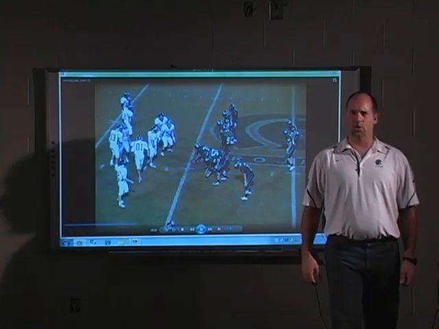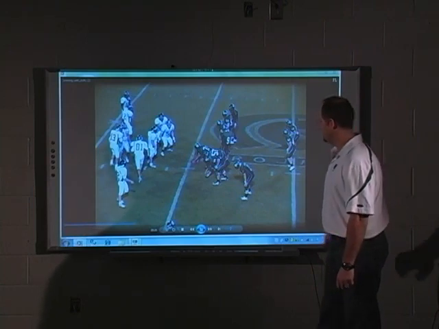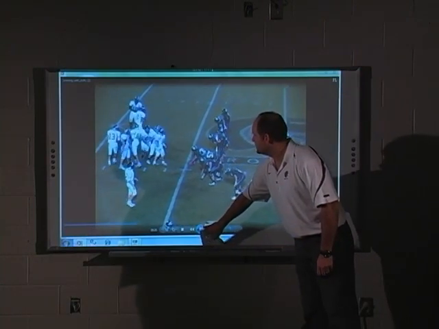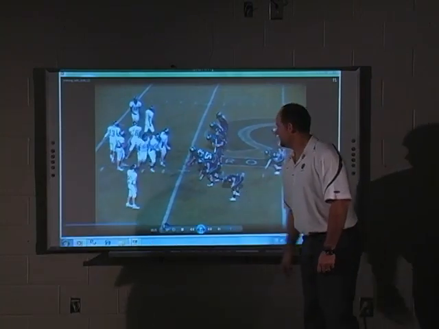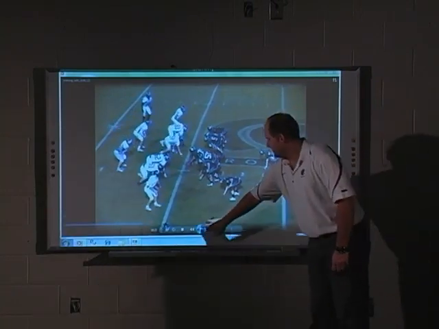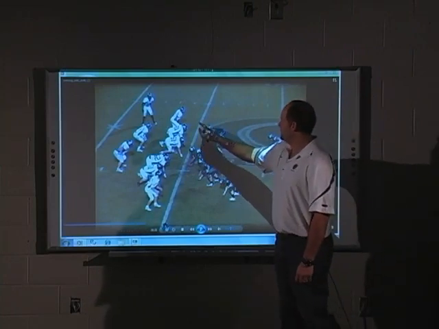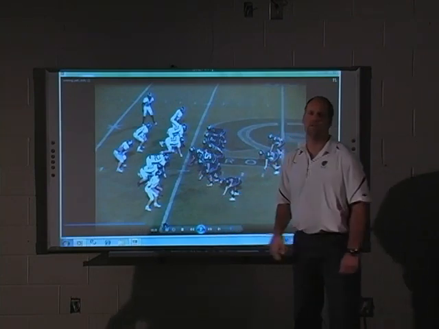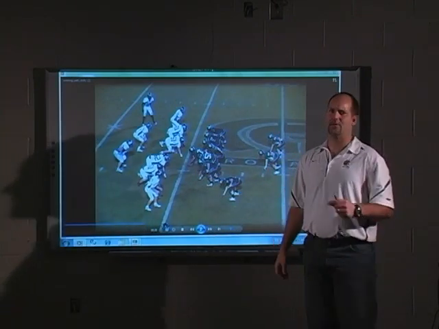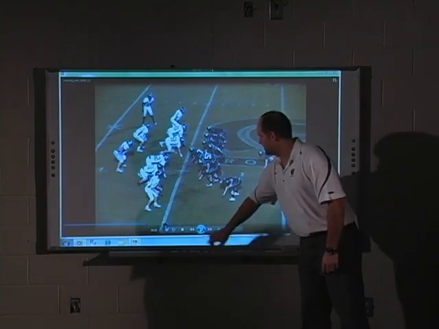We get in the second quarter, and all of a sudden, we notice where number 61 is lining up. And you'll see he's right here. The thing we recognize is not only is he lining up, he's not lining up to our tight end anymore. He's really lining up to wherever our wingback is. Now that we've recognized how he's lining up, we're going to use this against them.